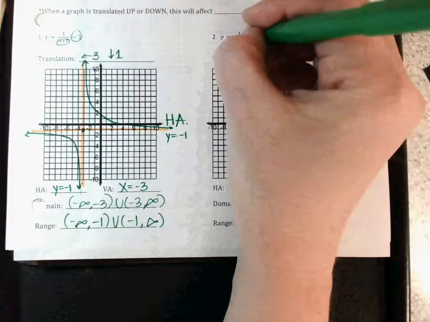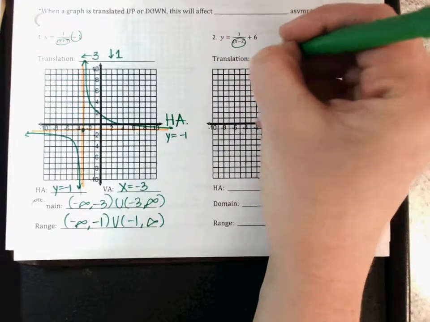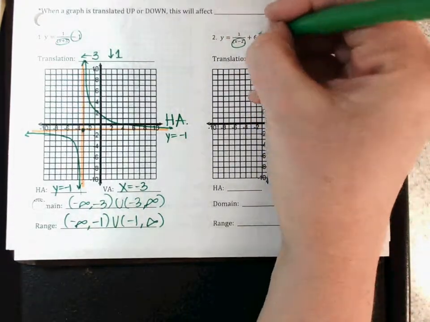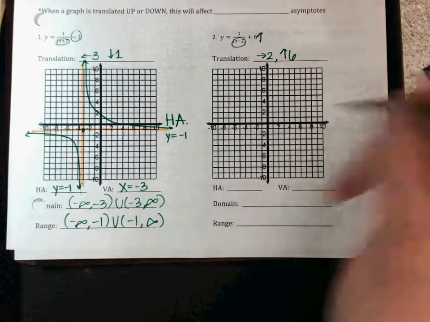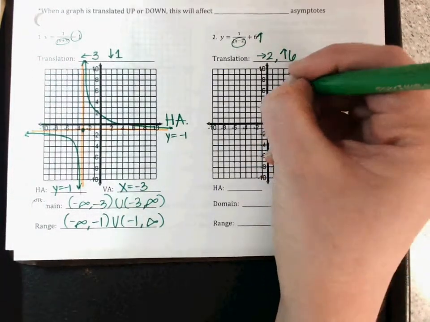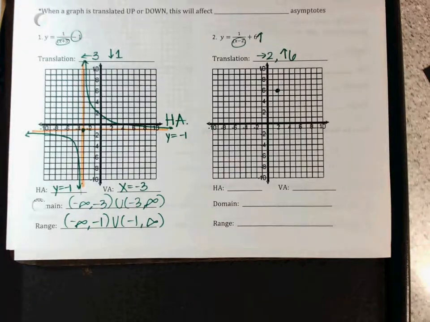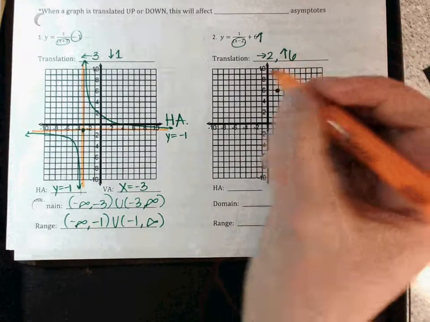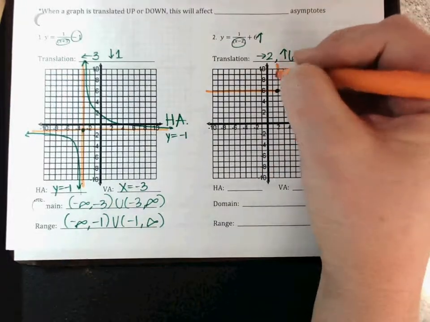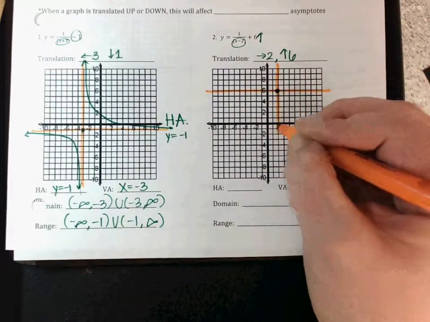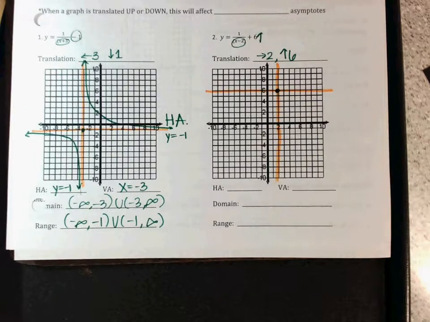I have a minus 2 down here. That's going to shift me to the right 2. I have a plus 6 here. That's going to shift me up 6. So I'm going to go to the right 2, up 6. That puts me right here. And then I'm going to draw in my line across and my line up and down. Okay? Remember that those are asymptotes.